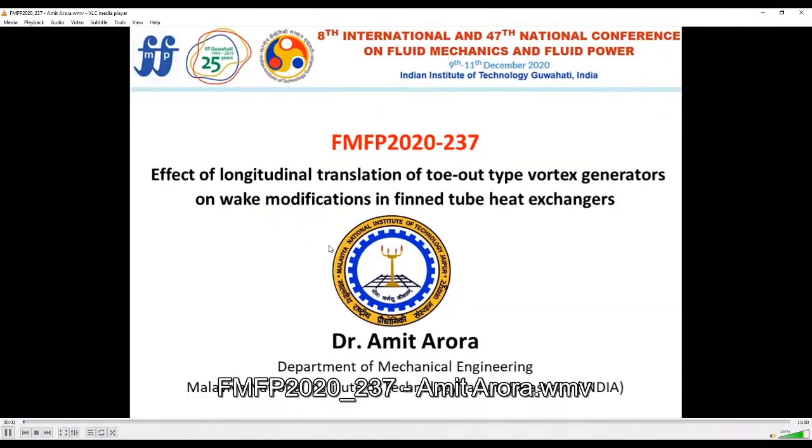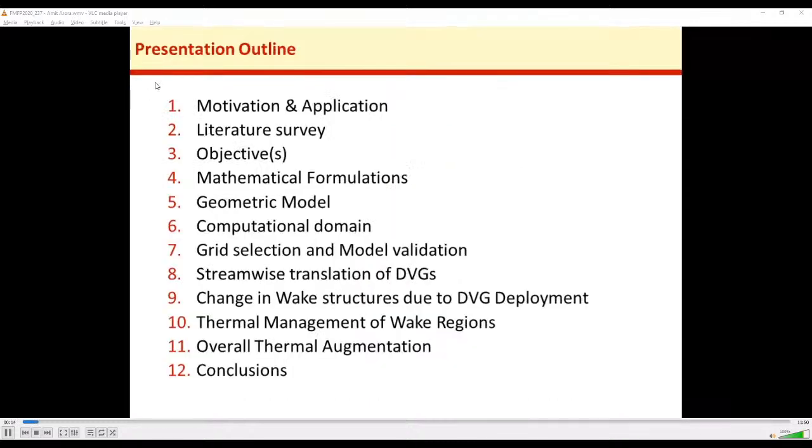Good morning to the respected chairperson and the audience. Title of my manuscript is Effect of Longitudinal Translation of Two-Out Type Vortex Generators on Wake Modifications and Fin Tube Heat Exchange. This is the presentation outline.